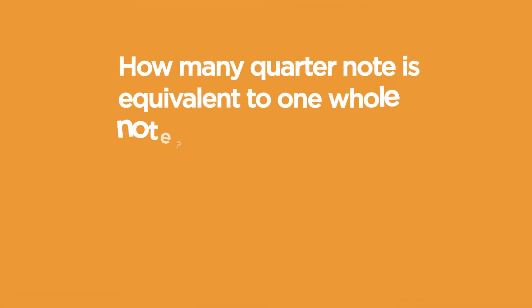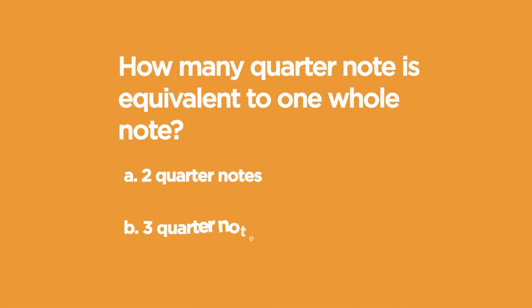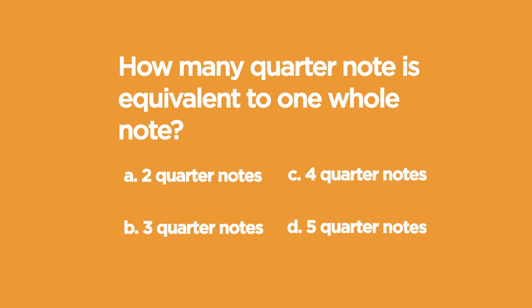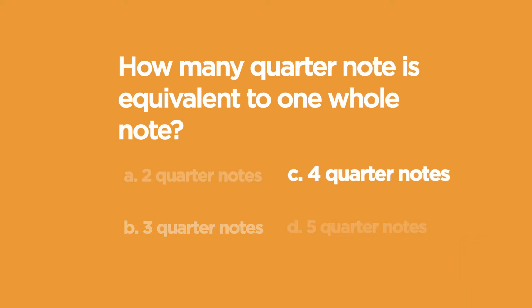How many quarter note is equivalent to 1 whole note? A, 2 quarter notes. B, 3 quarter notes. C, 4 quarter notes. D, 5 quarter notes. The correct answer is letter C.